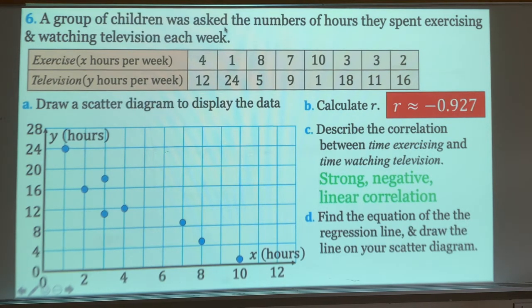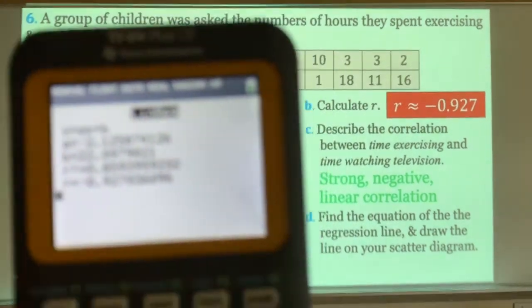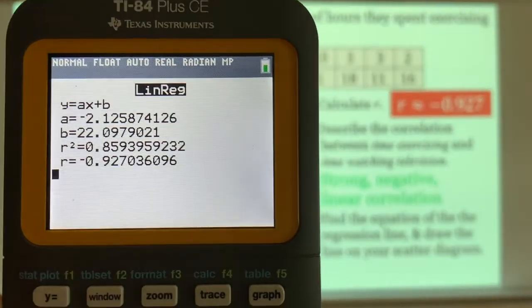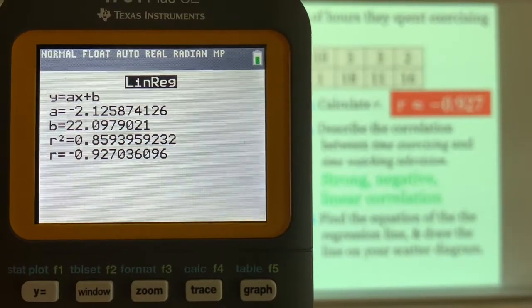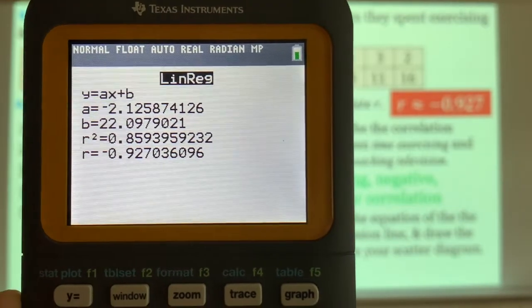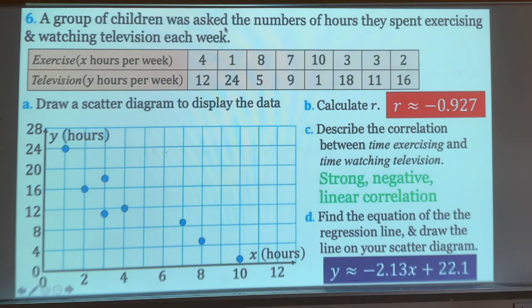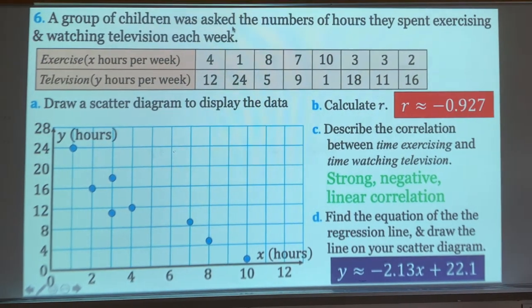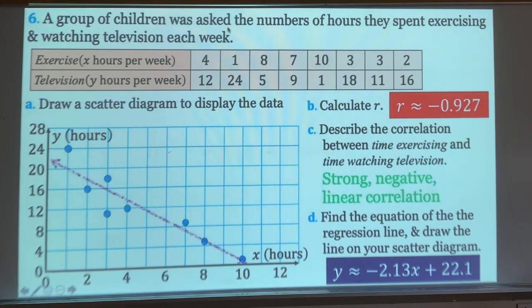Find the actual equation. All right, so I'm going to go back to my calculator. I have it right on here. Negative 2.13 and 22.1. Negative 2.13x plus 22.1. There we go. All right, and that is my regression line. That matches up with my other one.